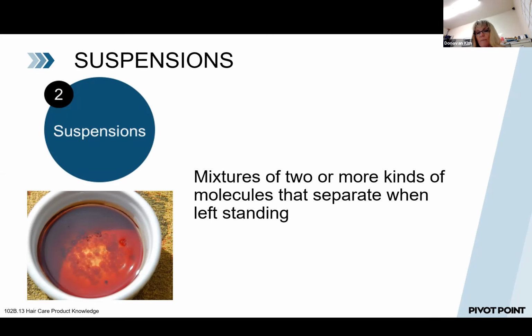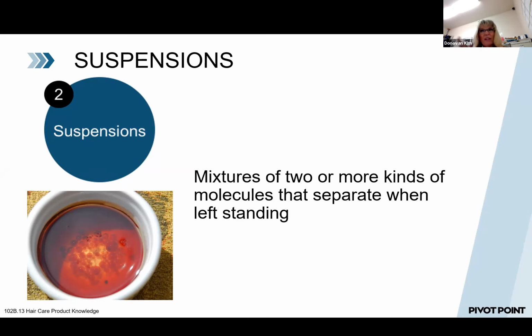That's a suspension. Products used in the beauty industry that separate when they're sitting would be like nail polish, and makeup foundation, which after a while will separate. That Pink's medicine that you give your kids, you always got to shake well. Anything that says shake well before using is a suspension, because you want to make sure that you disperse those molecules together, and they'll come out evenly.